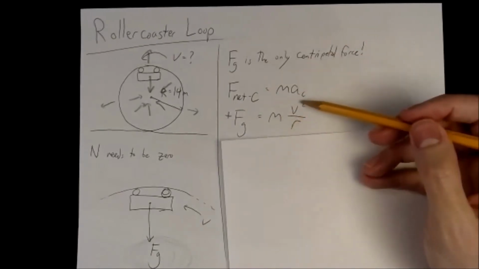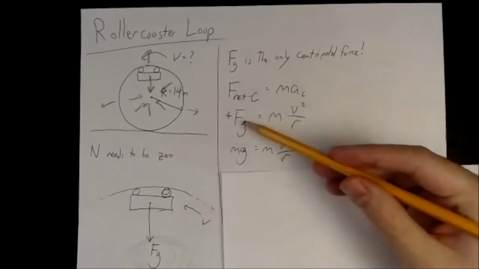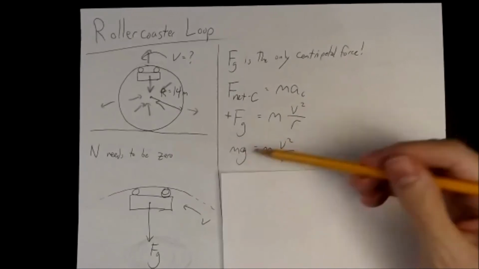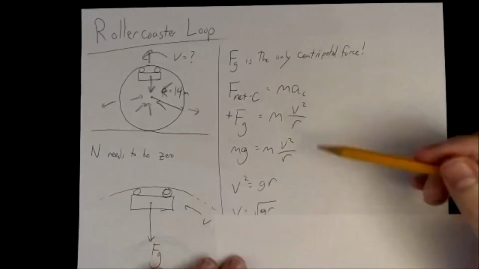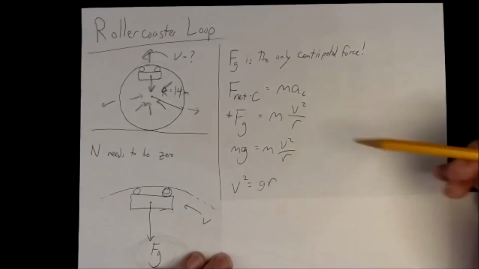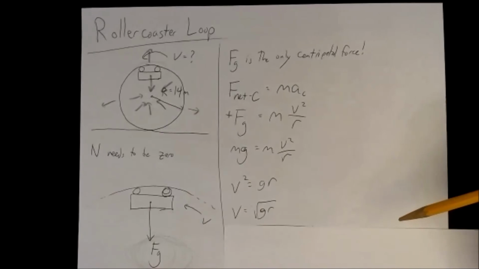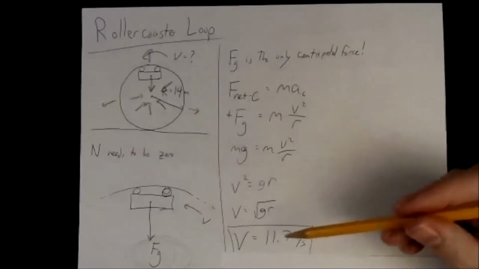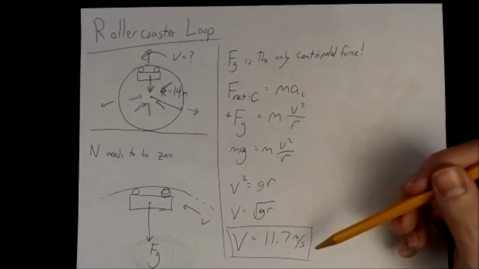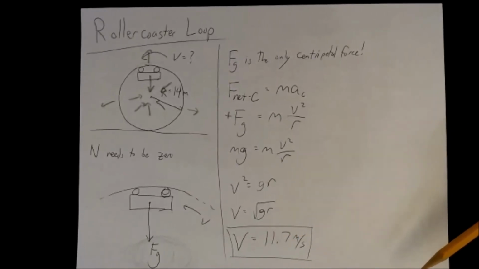It's going to equal the mass times AC, which is v squared over r. Force of gravity is mass times gravity acceleration. We can divide both sides by m. Do a little bit of rearranging. You find that the velocity squared is equal to g times r. Velocity is equal to the square root of gr. Plug in the numbers, and you get that the velocity that you have to be going around this roller coaster loop is 11.7 meters per second.